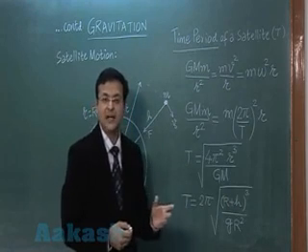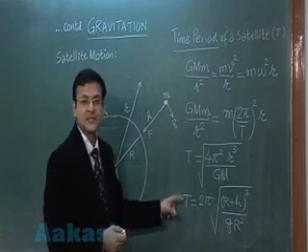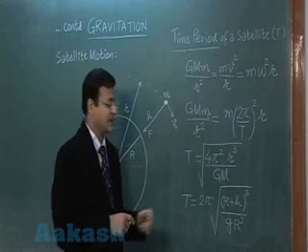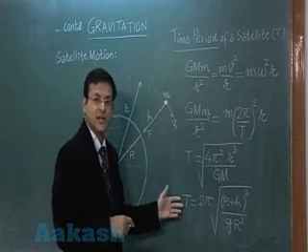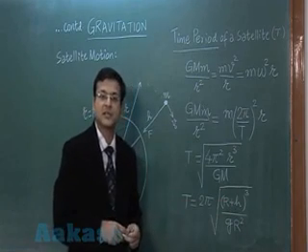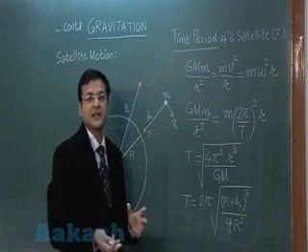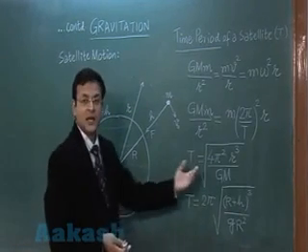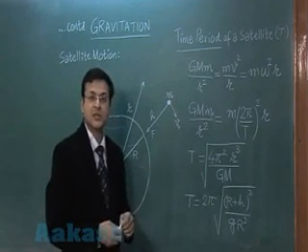A geosynchronous satellite has the requirement that it should have the same time period of rotation as that of the rotation of the earth, and that is 24 hours, and that made it essential that the value of h should become 36,000 kilometer. And that is the reason all these geostationary satellites are placed in the equatorial plane at an altitude of 36,000 kilometer.